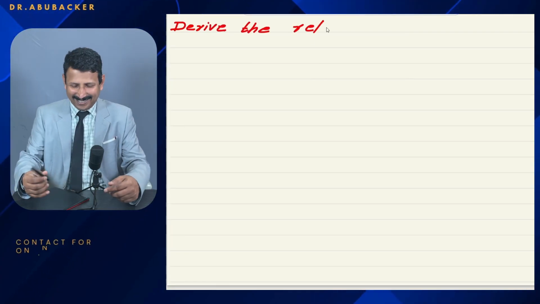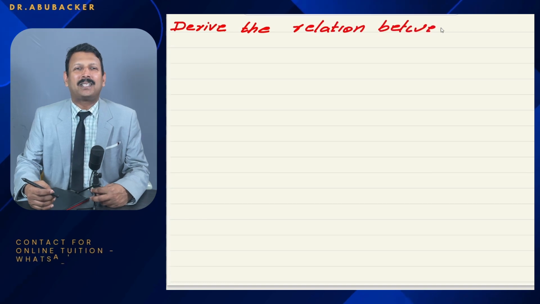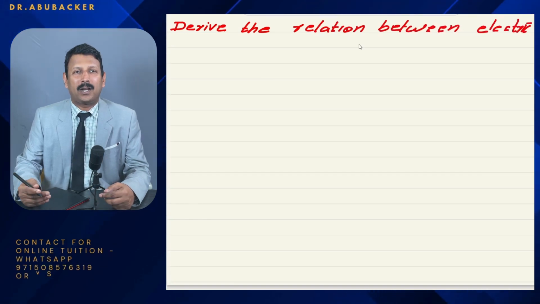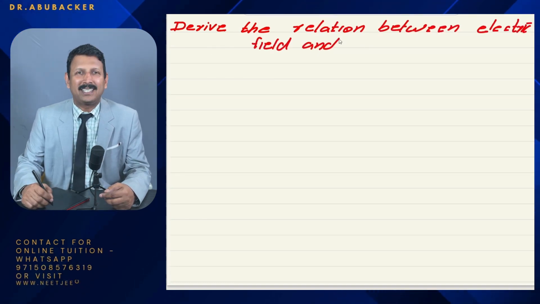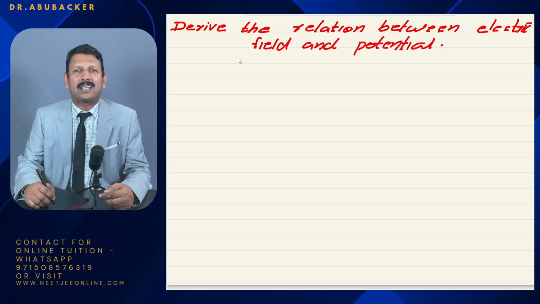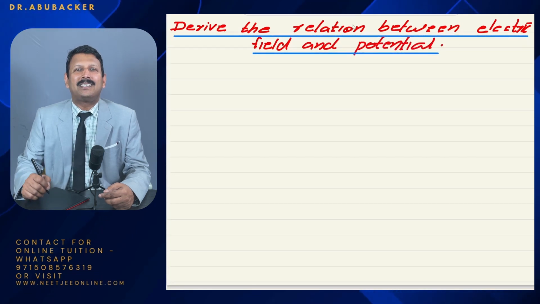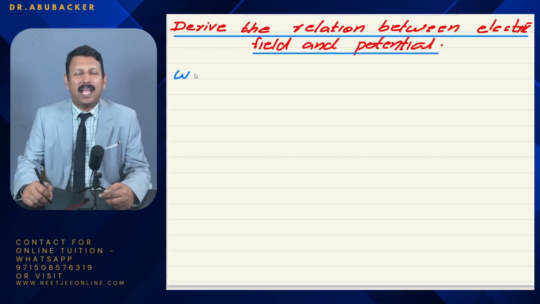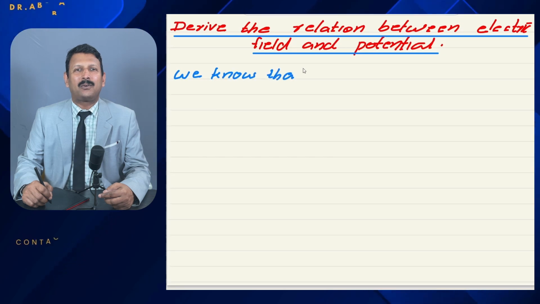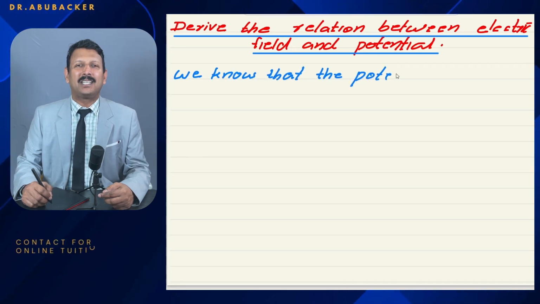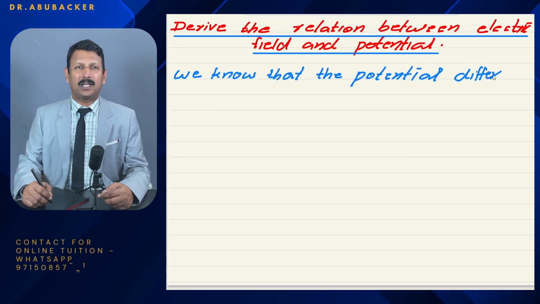Hello students, today I am coming with a small derivation, but it is mandatory. The derivation is to derive the relation between electric field and potential. So, an equation which gives a relation between electric field and potential.